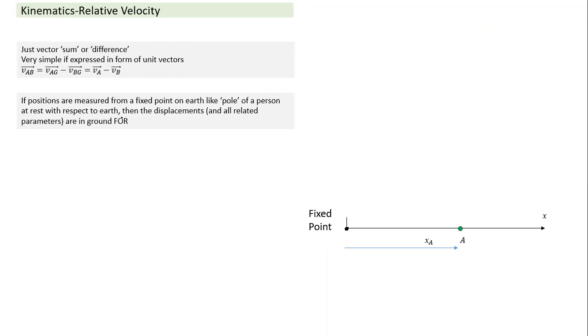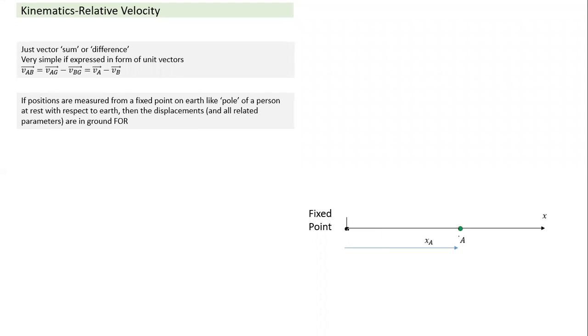Or it could also be a person who is not in motion, when all displacement and related quantities are in the ground frame of reference. So let's take an example. We take 1D motion, this is the direction in which all the motions are happening. It could be a road, a straight road, and all motions are happening on the road. And this could be a fixed point, which is a pole. So there's an object A, it could be anything. Initially, at some time t, we make observations at 2 instances of time. At one instance, you find this position.